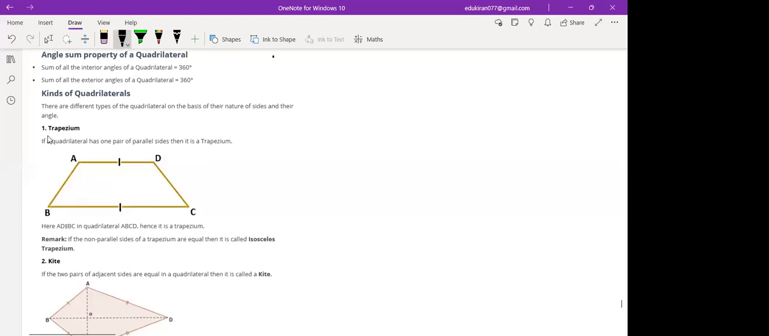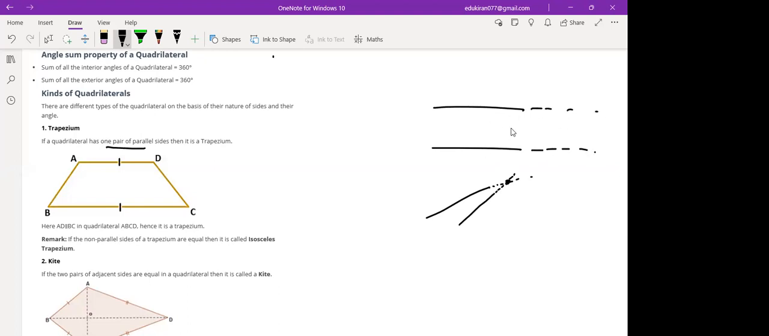First is the trapezium. If a quadrilateral has one pair of parallel sides. What are parallel sides? They never meet. For example, these two lines are not parallel, because if you extend this line and this line, somewhere they'll meet. But if you extend this line and this line, they will never meet. So they are parallel lines. So if a quadrilateral has one pair of parallel sides, then it is a trapezium.